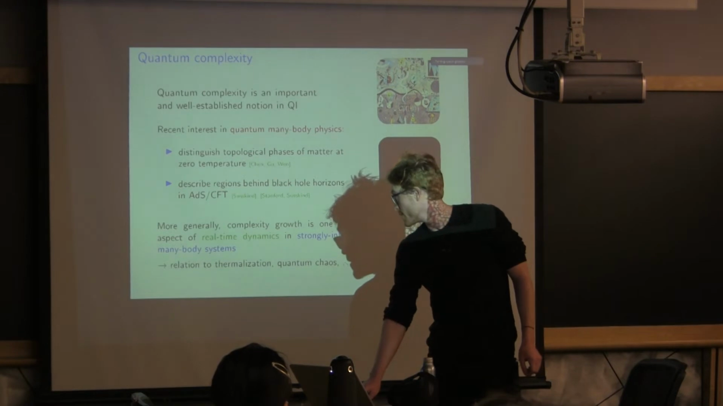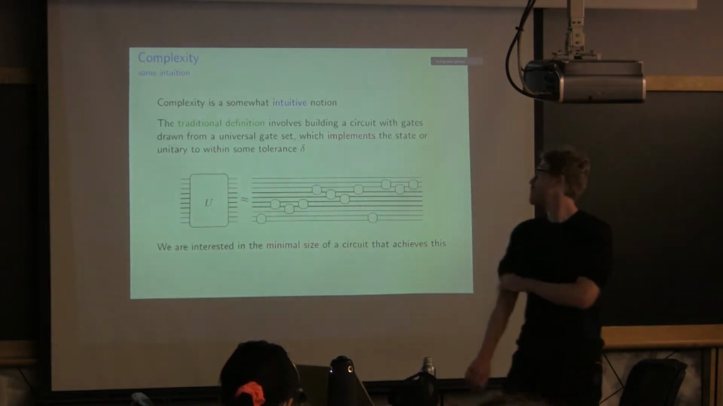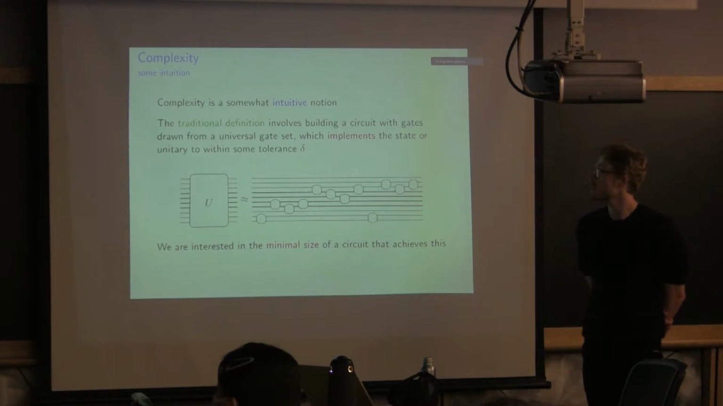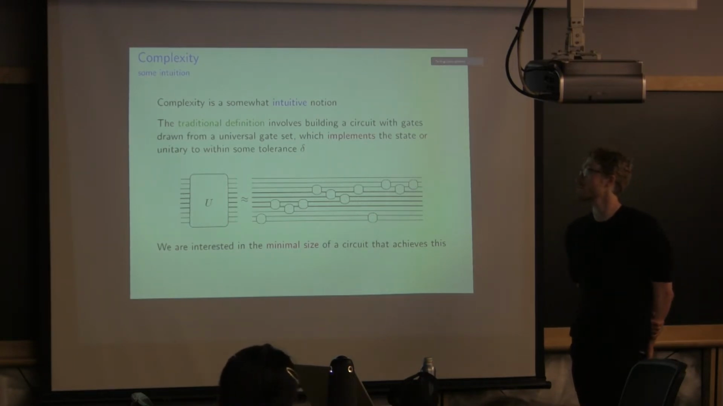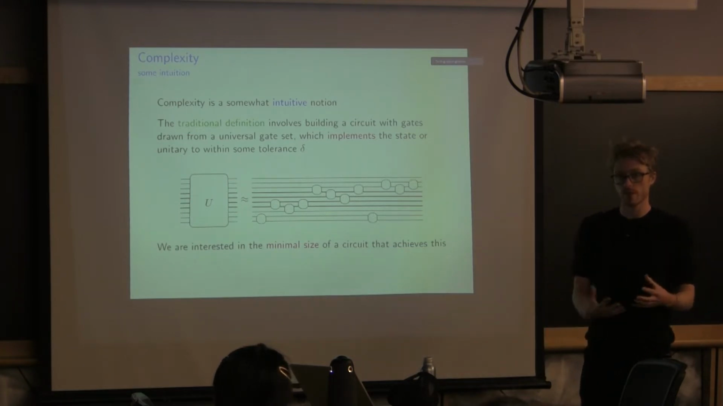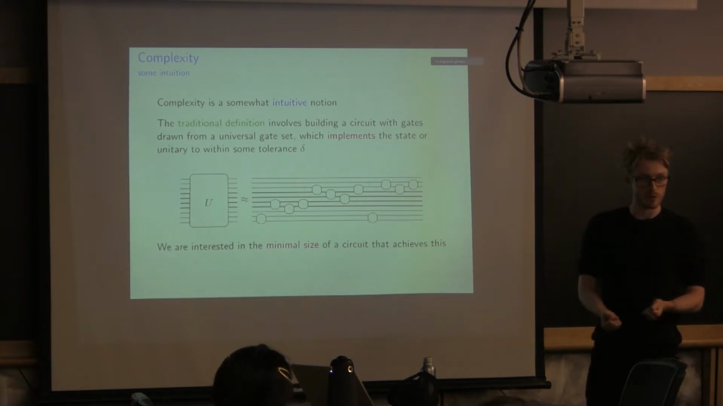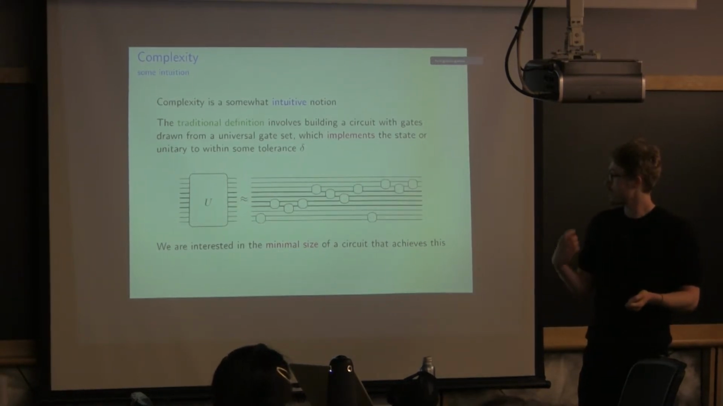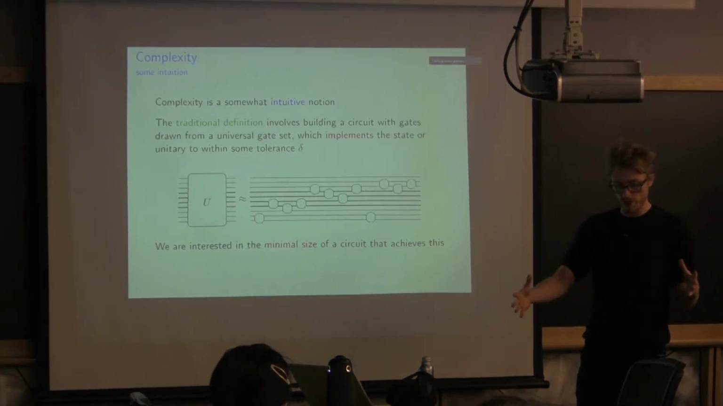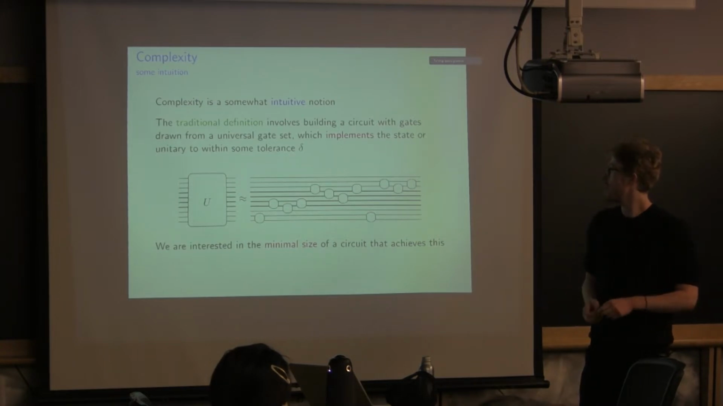And what I mean by complexity, I'll define it precisely in a few slides, but just to give you a very intuitive notion, the traditional definition of circuit complexity involves basically fixing some set of universal gates. So these are some easy operations which you can maybe perform on your quantum computer. I'll always use two-local gates, but these are just, if you have some array of qubits, some simple gates which are easy to apply.